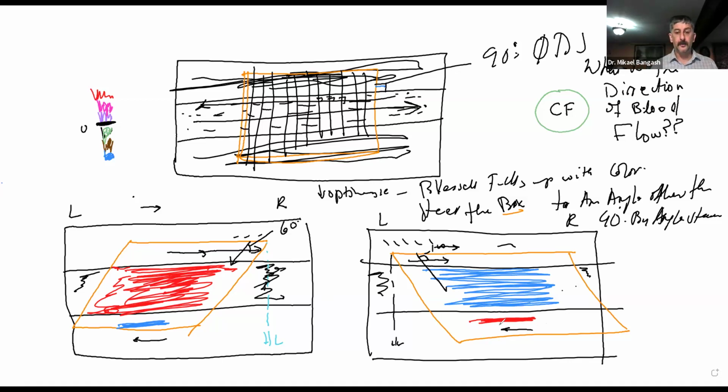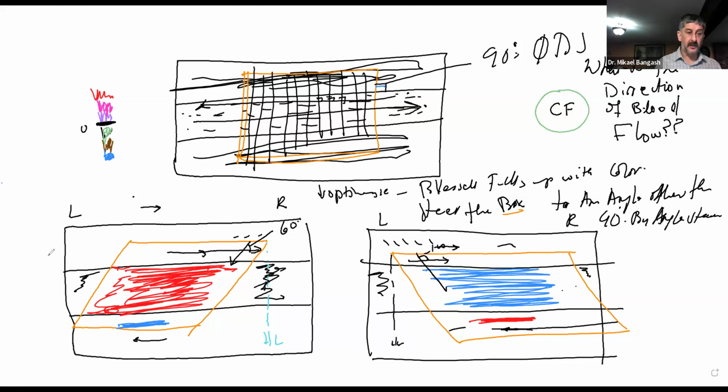So you can be given pictures like this and asked, what is the direction of flow in the bottom vessel? What is the direction of flow in the top vessel? Things like that. What kind of Doppler shift do you have in the top vessel or bottom vessel? Or the vessel at a shallower depth and the vessel at a deeper depth.